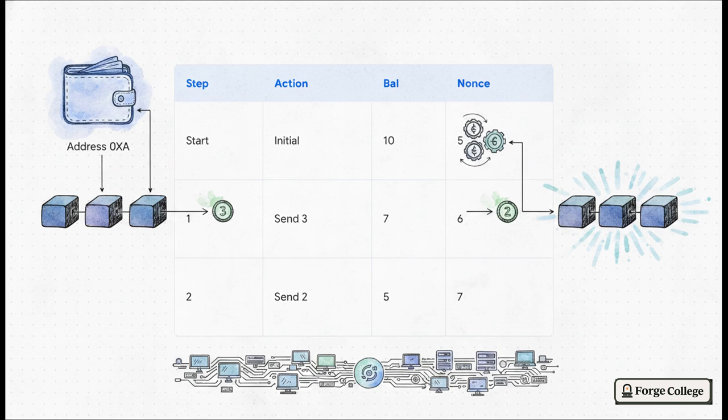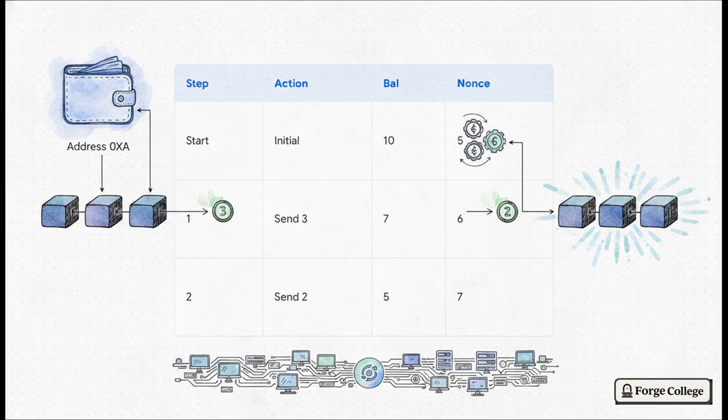Next, in step 2, we want to send 2 units. We are now required to use the new nonce, which is 6. The balance reduces to 5, and the nonce advances to 7. Balances and nonces update together. They are locked in lockstep, enforcing this perfectly deterministic dance that allows every node on Earth to agree on your exact state.